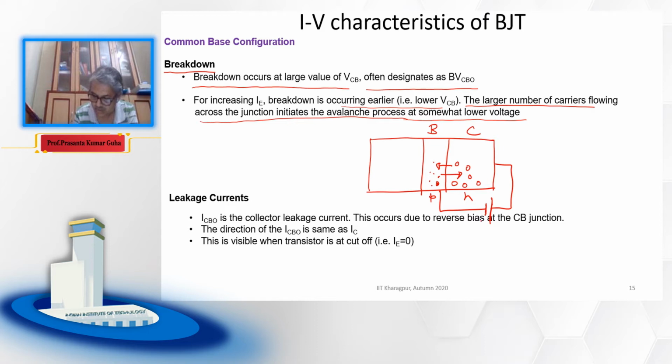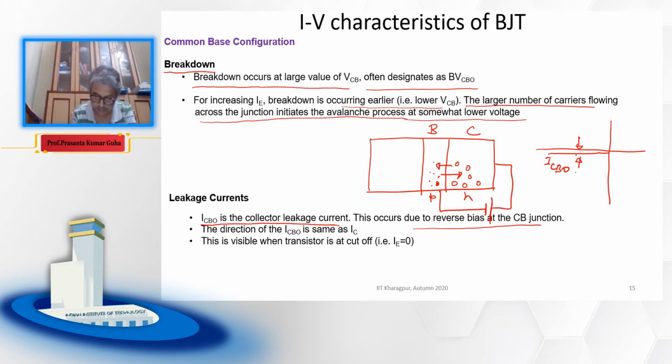So this gives rise to a leakage current, which, as I have drawn already for a PN junction diode, is the reverse leakage current, or reverse saturation current. This leakage current is known as ICBO, the collector leakage current, and it occurs due to the reverse bias of the collector base junction, as I am showing here. This is our ICBO.